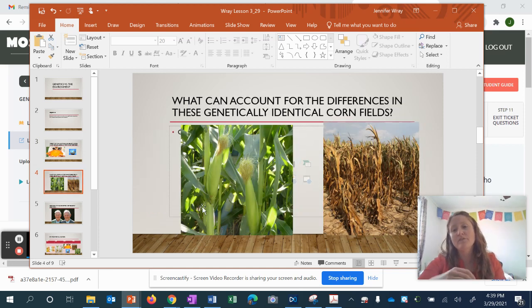Okay, next, these cornfields are growing the same genetically identical corn. So what could be the difference here? And again, I would have my students talk about this on their own or share their ideas. And then we would talk about the differences in water, how drought affects something, or nutrients.